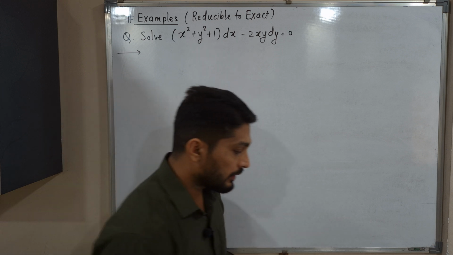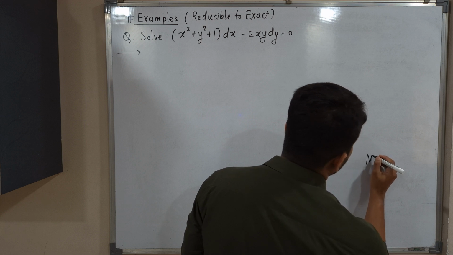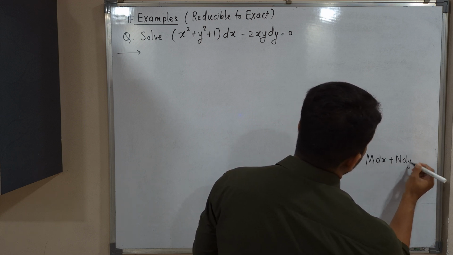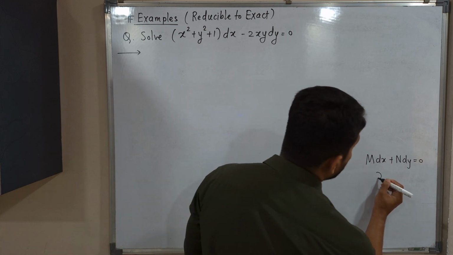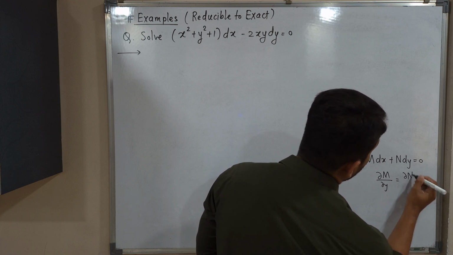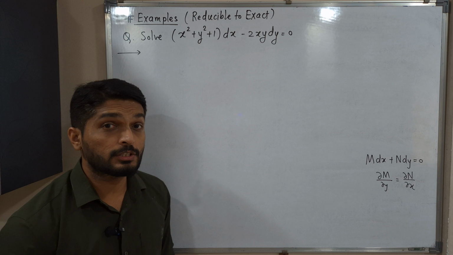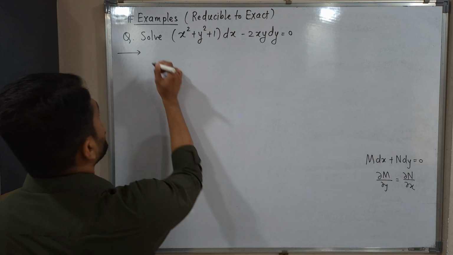I will revise a few things first. If you have a differential equation in this format, M dx plus N dy is equal to 0, M and N are functions of x and y. When we say it is exact, if partial M by partial y is equal to partial N by partial x, then we say it is exact differential equation. So let us check first whether the given differential equation is exact or not.